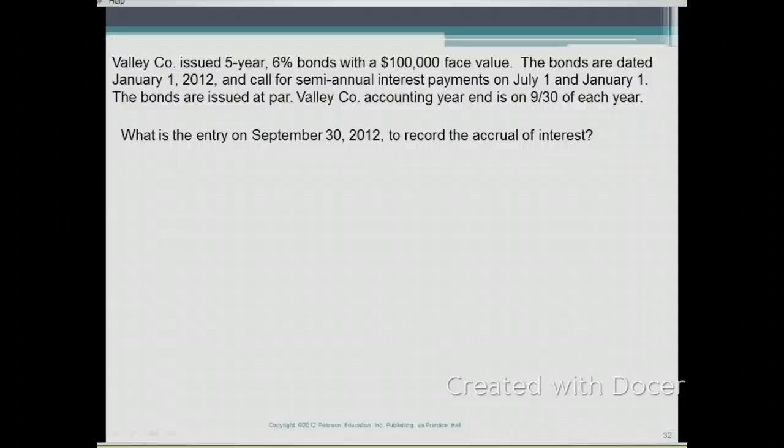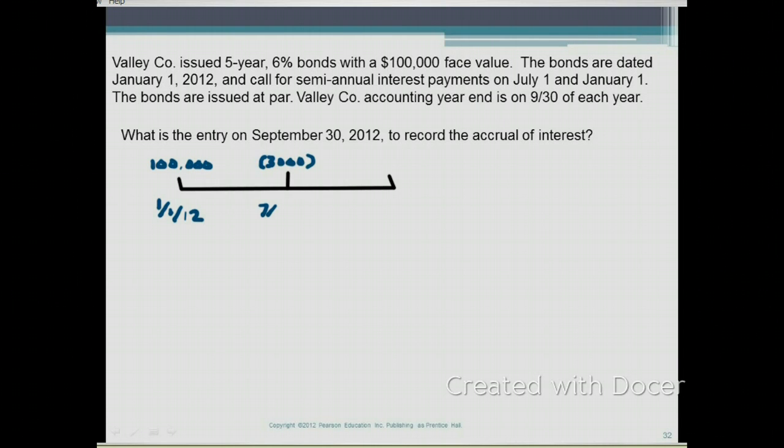Now let's look at interest accrual for bonds payable. Interest accrual for bonds payable is very similar to interest accrual for short-term notes payable. What's happening here is that we borrowed $100,000 on 1st of January 2012, and then we are responsible for paying $3,000 of interest every July 1st and January 1st of the subsequent years for 5 years.